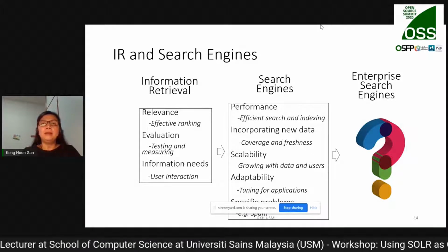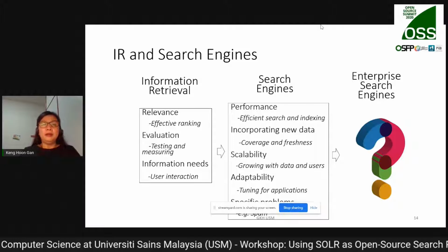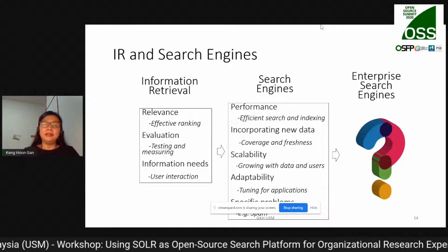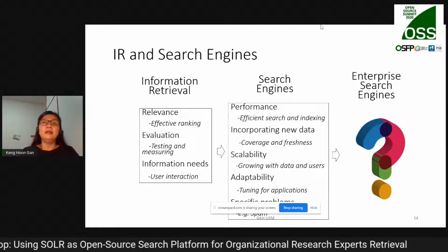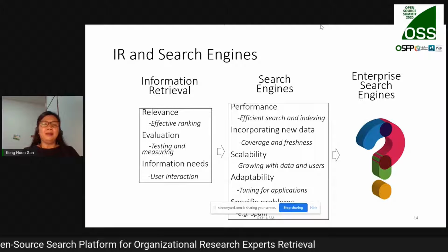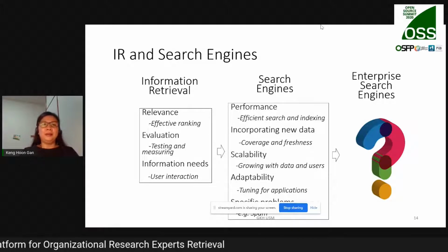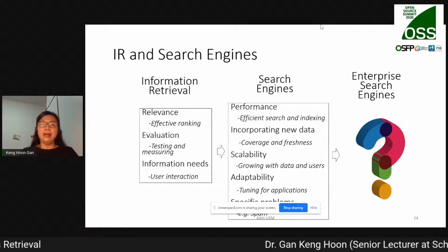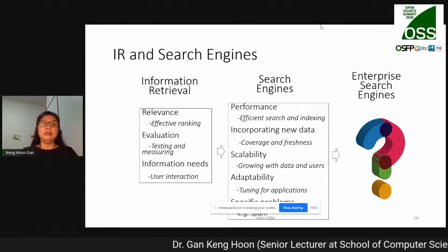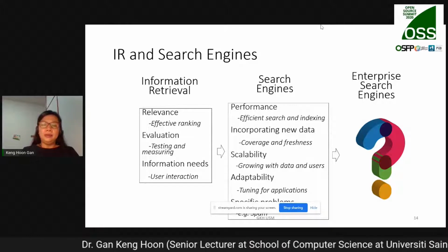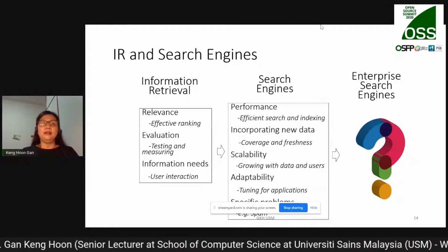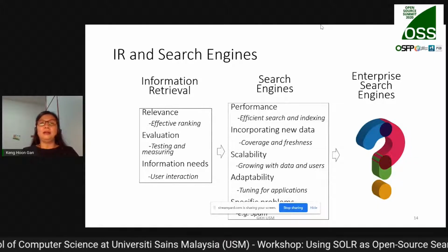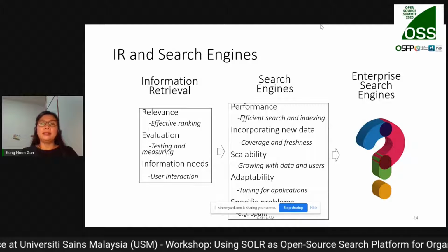For example, for information retrieval, people who are working in information retrieval, especially researchers here, are more concerned with the relevancy of the results. We want to improve the ranking, and we do a lot of evaluations and testing. We prepare data collections, do evaluations and measure the performance. We also do a lot of analysis on information needs, which is query understanding.